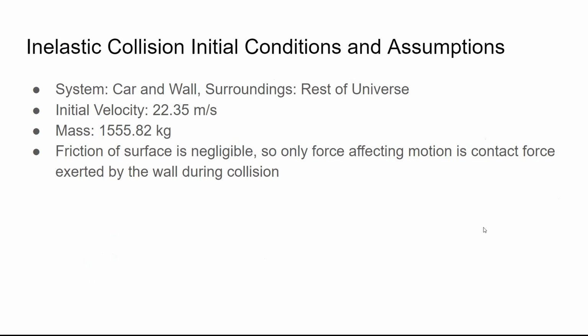As for the other collision, the inelastic collision, the system is the car and the wall, and the surroundings is the rest of the universe. The initial velocity is about 22 meters per second, and the mass is close to 1,600 kilograms. It's assumed that the friction of the surface that the car is traveling on is negligible, so the only force in this motion is the contact force exerted by the wall during the collision. And this is the video.